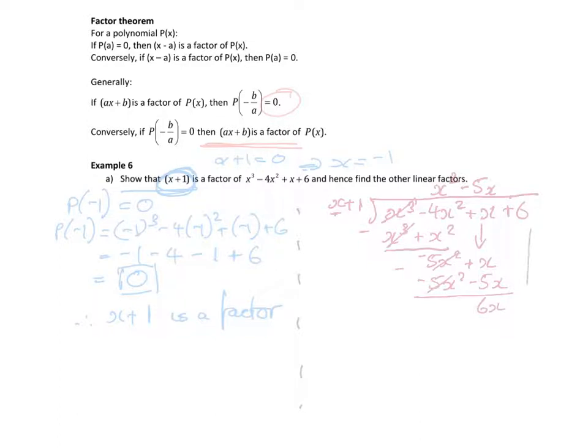Last step then is to bring the 6 down. So it's plus 6. And of course, remember, we should end up with 0 because we found that our remainder is 0. So what's the last step? How many times does x go into 6x? It goes in 6 times. 6 times x is 6x. 6 times 1 is 6. Subtract.